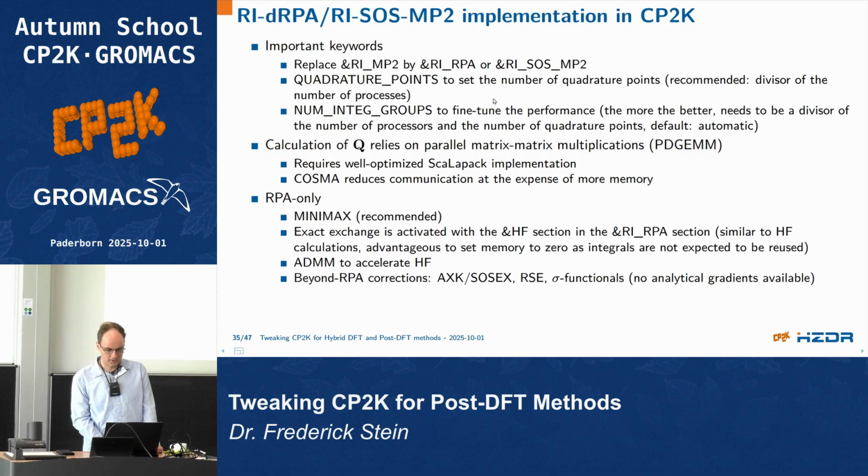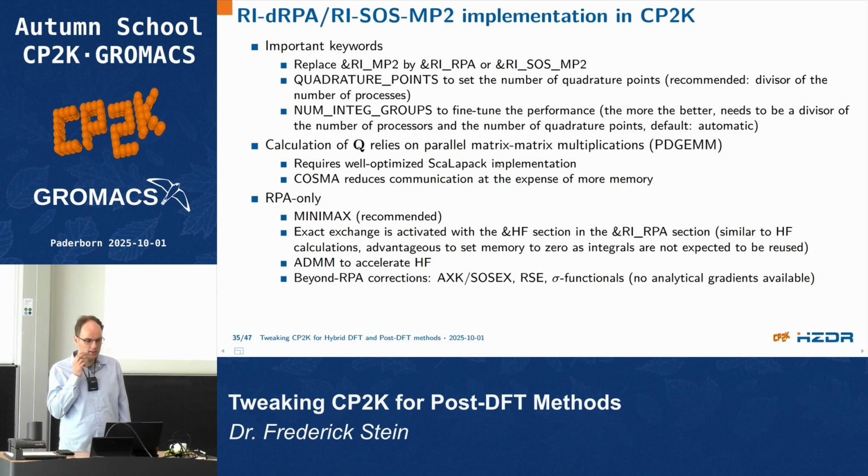My recommendation is that it's a divisor of the number of processes that you use to run the calculations, because then CP2K can distribute all of these quadrature points to different subgroups, which are each responsible for a certain subset of these quadrature points. If you think you are more clever than the default way in CP2K, you can also set the number of these integration groups, which are each responsible for a set of quadrature points, explicitly.